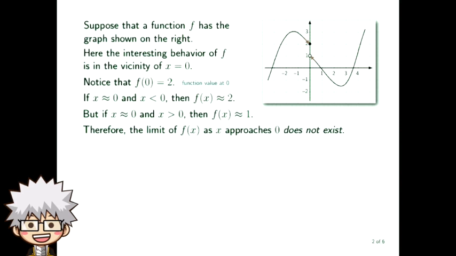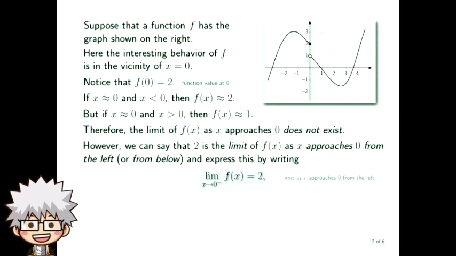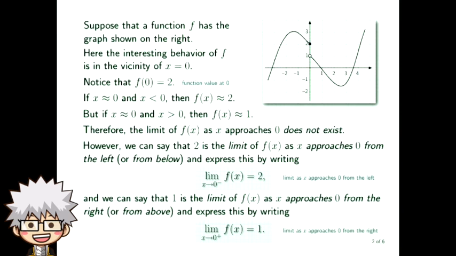However, we can describe the behavior of f near x equals 0 in terms of one-sided limits. Here, 2 is the limit of f of x as x approaches 0 from the left or from below. This means that for any interval centered at 2 on the y-axis, f of x will be in that interval whenever x is in a sufficiently small interval whose right endpoint is 0. 1 is the limit of f of x as x approaches 0 from the right or from above. This means that for any interval centered at 1 on the y-axis, f of x will be in that interval whenever x is in a sufficiently small open interval whose left endpoint is 0.